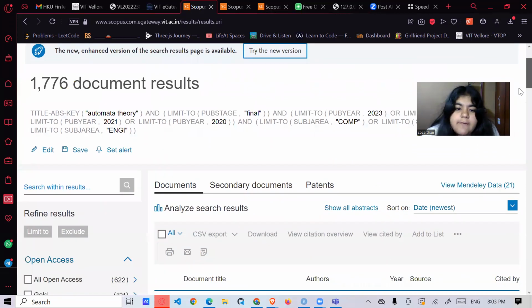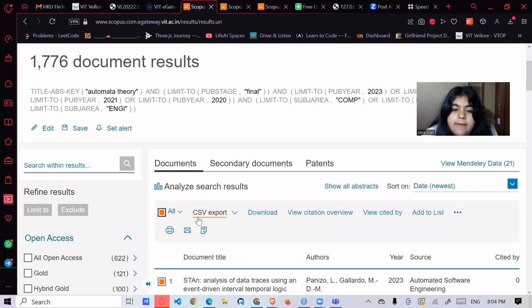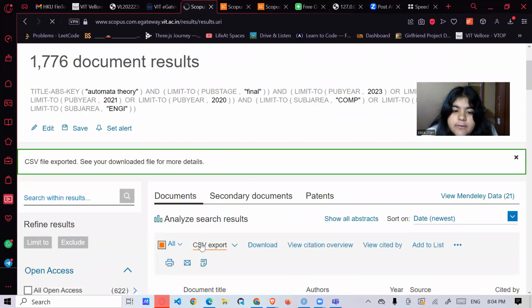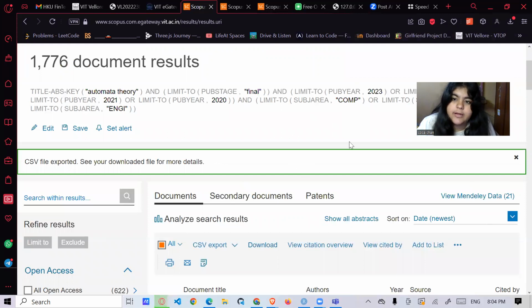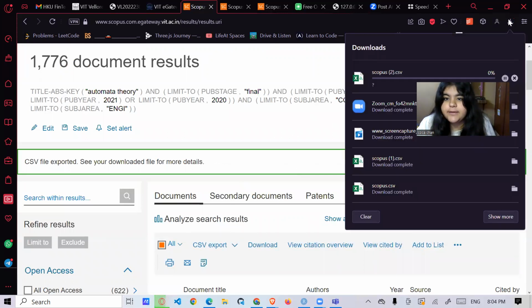So what I will do now is select all of these, and I will then export them into a CSV file. The CSV file is exported to your downloads folder. Now you can see there is an Excel file named Scopus (2). It's because I already have downloaded two Scopus databases, so there's a second one here. But yeah, you can download your Scopus files like that. Now we will wait for a minute so that this is downloaded.